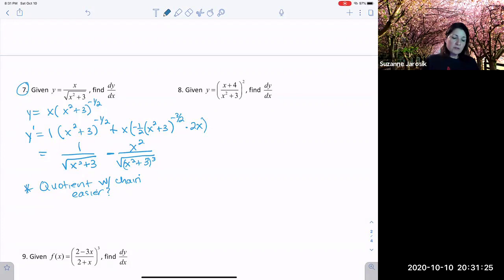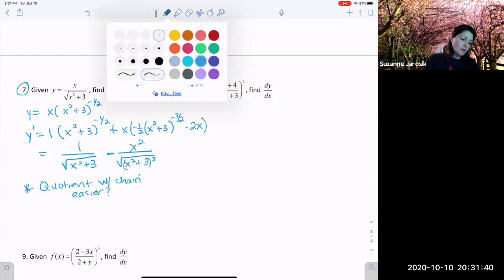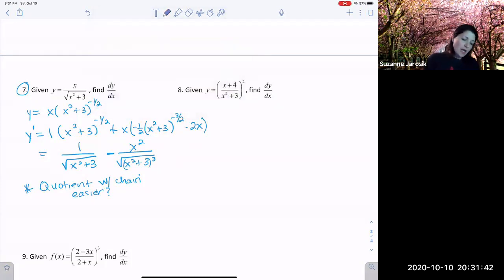All right, so we have a quotient. Inside function is quotient, and the outside function is power. So it's interesting. We're going to do power with chain, but the chain is the quotient rule. Okay. So I'm going to change colors. Let's go with purple. And we are going to give this a try.